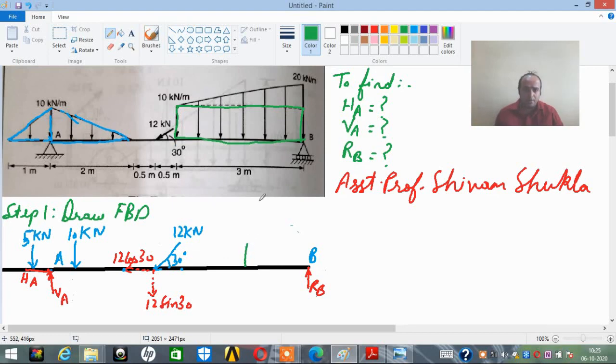So I can show it like this. So it will be 10 into 3, 30 kilonewton. Last but not the least, this upper triangle which is left out.